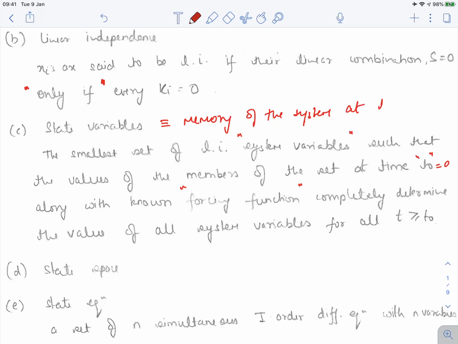let's say at time t naught, if I am specific to time t naught. It basically captures the memory of the system at time t naught. Meaning, if I have the knowledge of the system variables at time t naught, and those system variables should be linear independent, then I can completely determine the value of all system variables in the future. This is what I define as the future, t greater than t naught.